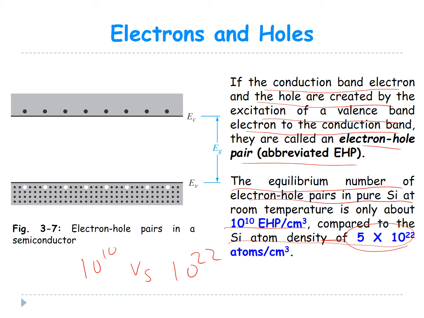So the conductivity of pure silicon at room temperature is very, very low, because the number of these electron-hole pairs is much smaller compared to the density of silicon. So the conductivity is not going to be very good. Because of this, we must find a way to increase these charge carriers in this semiconductor. We must find a way. And the way we do that is by doping.